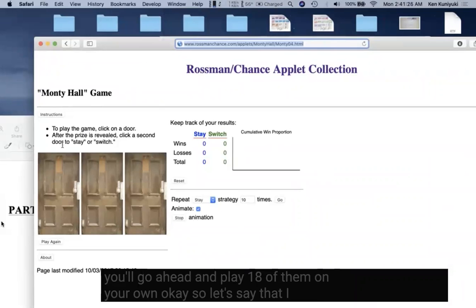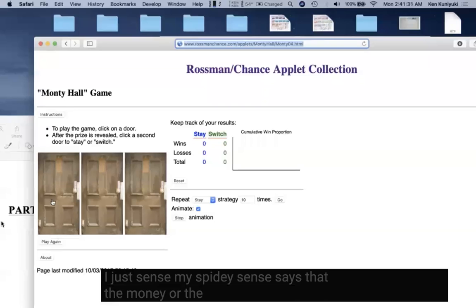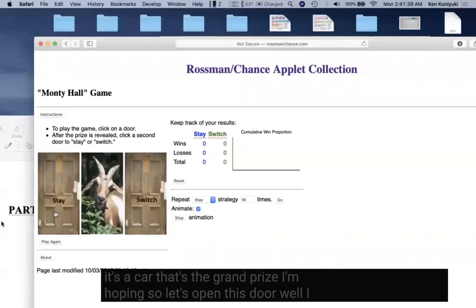Okay, so let's say that I want to pick door number 1. My spidey sense says that the car, the grand prize, is behind this door. So let's open this door. Well, it doesn't open the door for me right now, unfortunately. But what the game show host, Monty Hall, does is open another door, which reveals a goat. Now, I can either stay with my current door, door number 1, or I can switch over to this third door, door number 3.